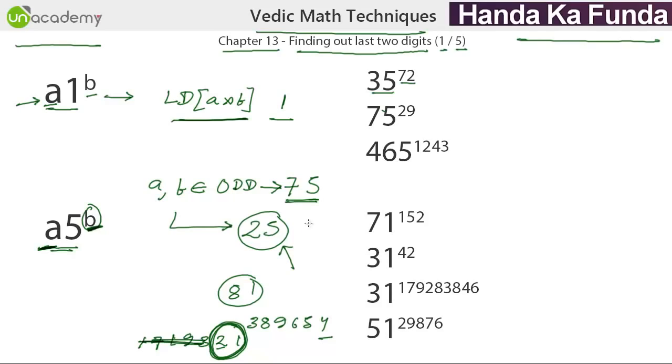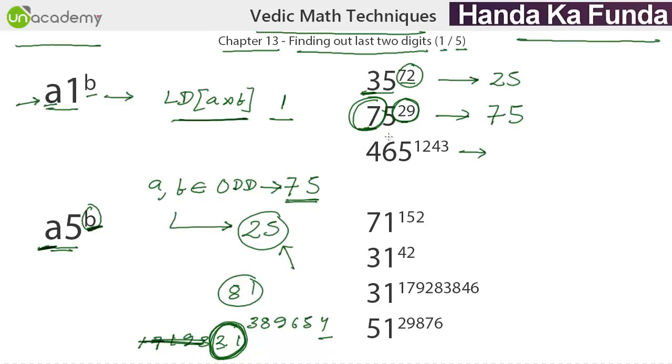Let's check it with a few examples. 35 to the power of 72. So what will be my answer here? 3 is odd, 72 is even. Both of them are not odd. If both of them are not odd, then my answer is 25. How about 75 to the power of 29? The number before 5 is 7. Power is 29. A as well as B, the number before 5 as well as the power, both of them are odd. My answer is 75.